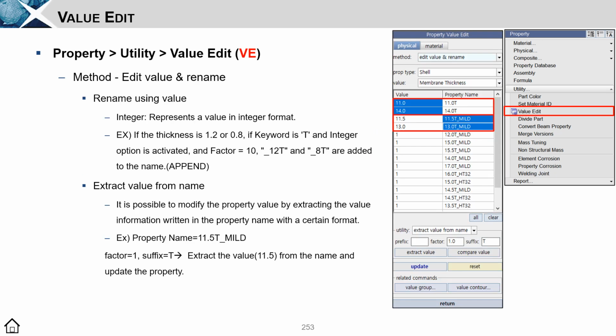The edit value and rename method allows you to directly edit the value of the selected property item and the property name. Because you modify the values immediately, you must click Update to apply them to the model. Two additional useful functions make editing easy. The rename using value function can collectively change the property name using the property value. Conversely, the extract value from name function can change the property value by extracting value information written in the property name in a certain format.